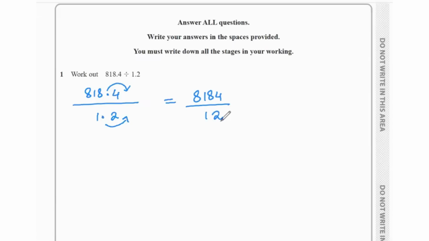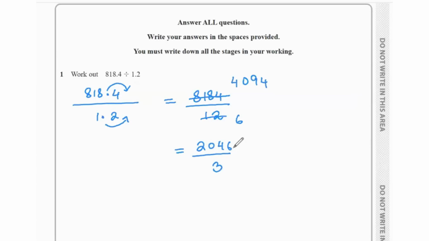We know that they're both even numbers, so they come in the 2 times table. 8,184 divided by 2 is going to be 4,092, and 12 divided by 2 is going to be 6. Again, two even numbers, so that's going to give us 2,046 divided by 3.